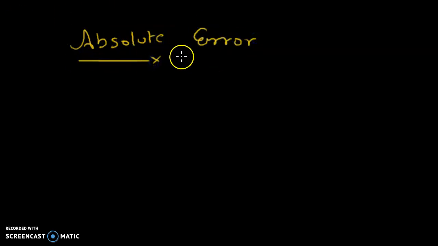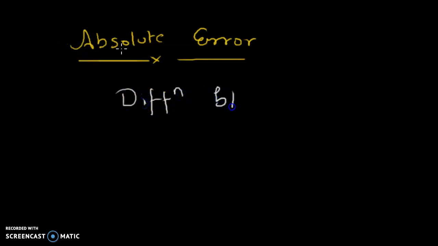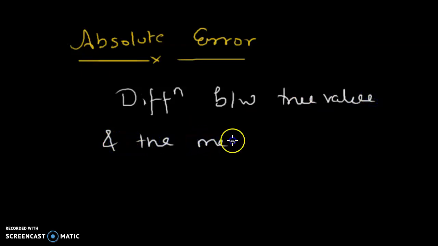And what is this thing called absolute error? First thing is absolute error. Absolute error is nothing but just the difference between the true value and the measured value. True value and the measured value. And by that we will learn many things about error.